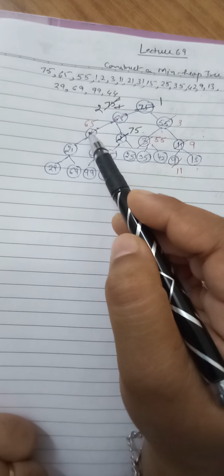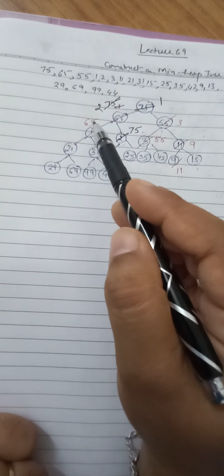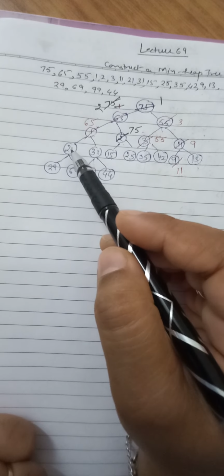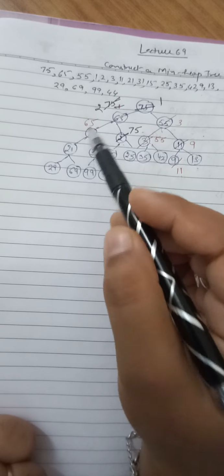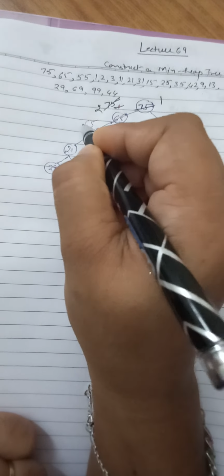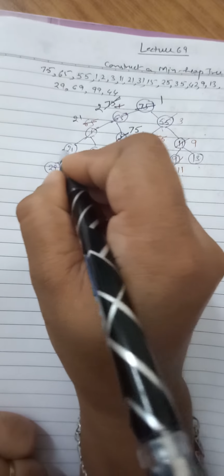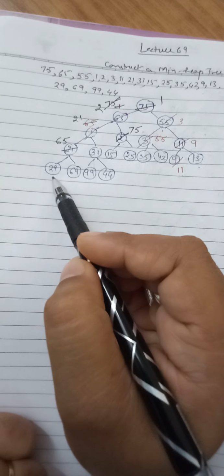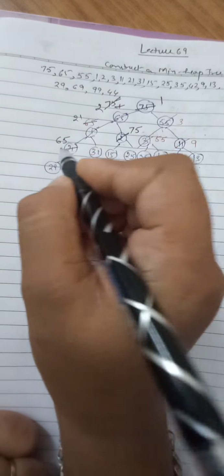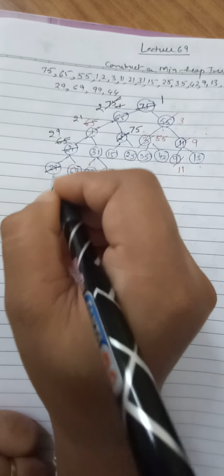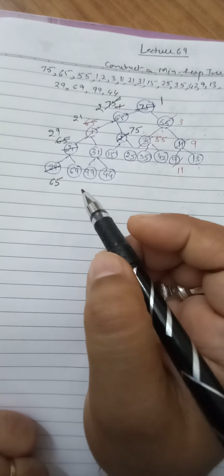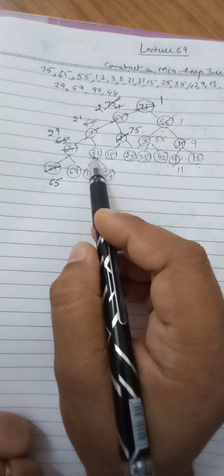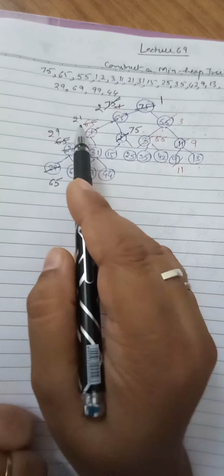Now we'll see here again, this is 65, this is okay, this is 2, this is 65, this is 75, but now this is 21 and this is 65, this is not okay. So 21 will come here and 65 will come here. Now again we will see here, this is 29, this is 65, this is not okay. So 29 will go there and 65 will come here. So now 65, 69, 29, 99, 44, 31, 21, it is okay.